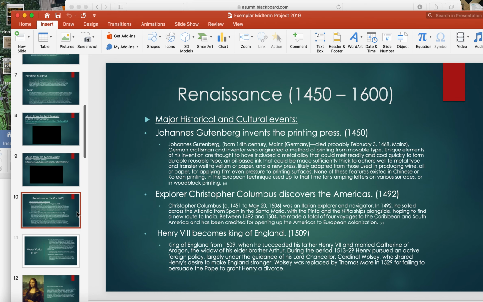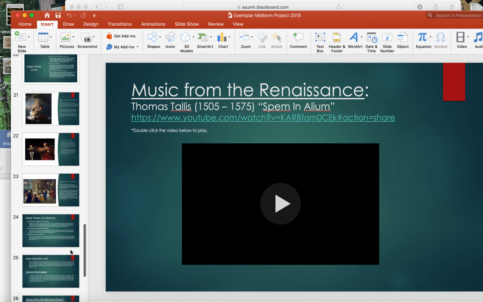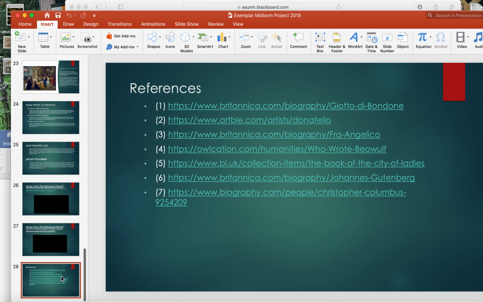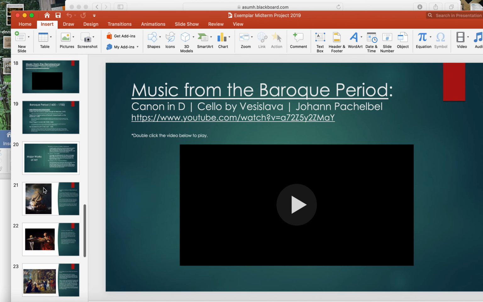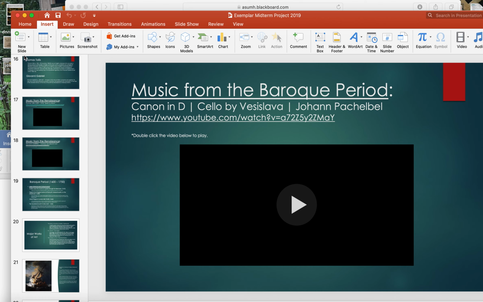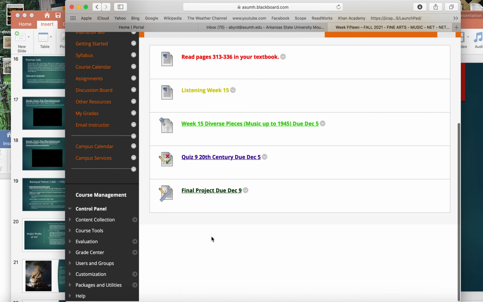Then they went on to the Renaissance and the Baroque, and they just did the same thing. The last slide is their works cited slide. It's numbered according to the slides, and then it gives you their sources. So that is what I'm looking for on the midterm and the final.